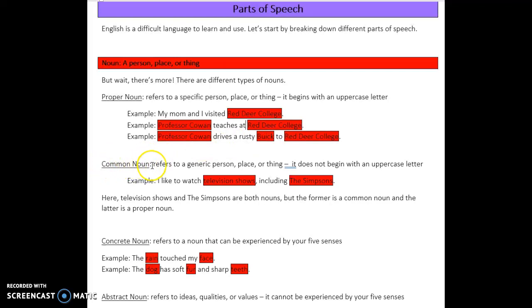Conversely, we have common nouns, and they refer to a generic person, place, or thing. They do not begin with an uppercase letter. So for example, I like to watch television shows, including The Simpsons. In this case, we have the common noun television shows, because it refers to something generic, followed by a proper noun, The Simpsons, the very specific television show that I watch.